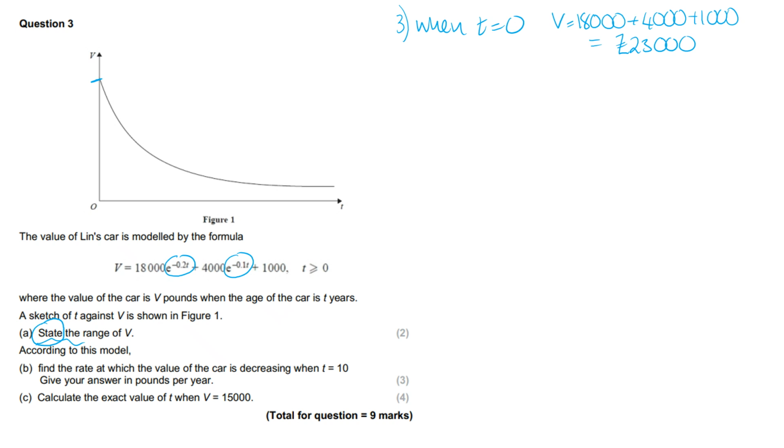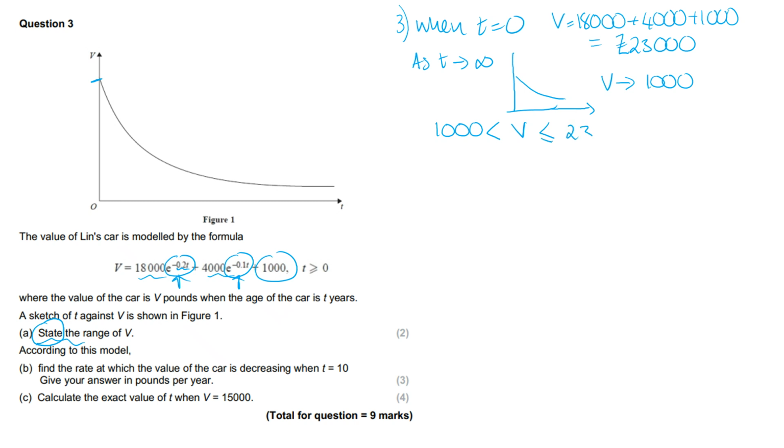Now what we need to look at is when t gets big, so as t tends towards infinity. Now these graphs, when you've got anything to the minus, they're all going to come down, but they're never going to touch the t-axis or the x-axis. So both of these parts of the equation are going to tend towards 0, so you'll just be left with this part. So V tends towards 1000. It's never actually going to get there because these parts of the graph will still be above 0, but they'll be very, very small. So the range is going to be above 1000 but not equal to it, but then it can be equal to the 23,000.